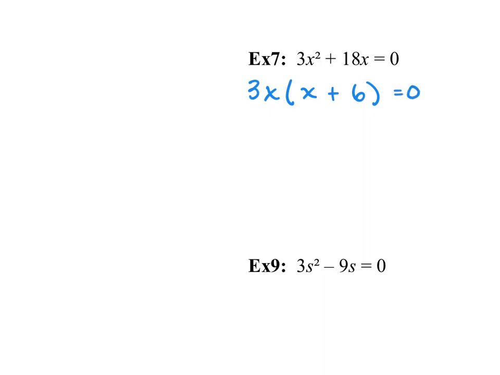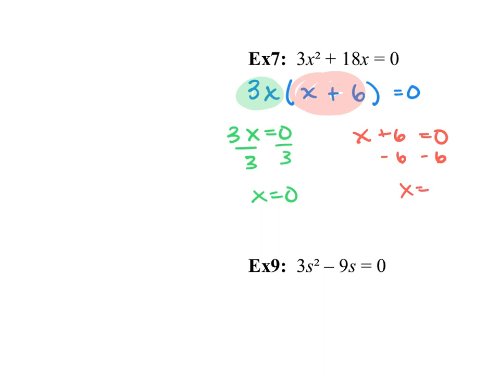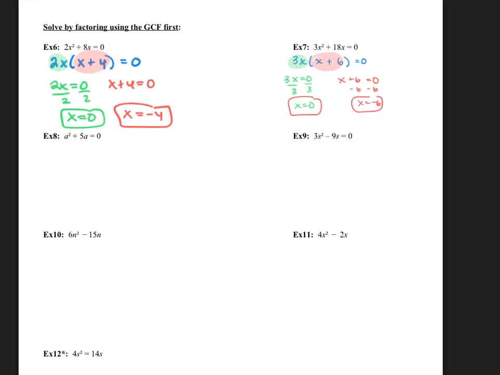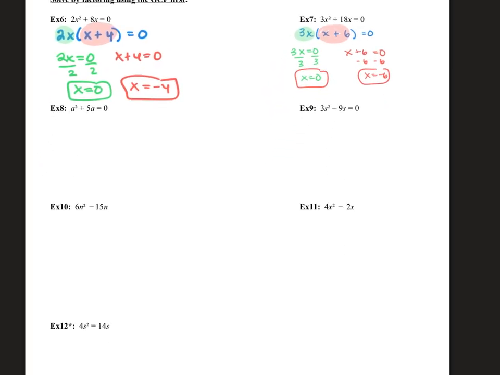And so now I've got my two quantities multiplying each other, the result of which is 0, which means either red or green must equal 0. And so if green equals 0, 3x equals 0, divide both sides by 3. That means one root is going to be x equals 0, or maybe it's the x plus 6 that equals 0, subtract 6 from both sides, x would equal negative 6, and so I've got two roots to this polynomial equation. So I'd like you to try examples 8, 9, 10, and 11.